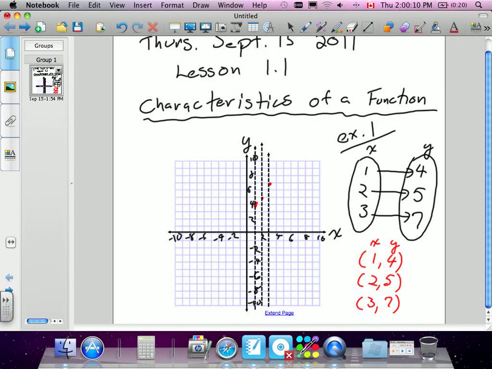Okay? So when you draw a line through several points or even a continuous function, if it only touches it once, then it is a function. And you're going to get a little clearer as we go on. So this is the vertical line test.